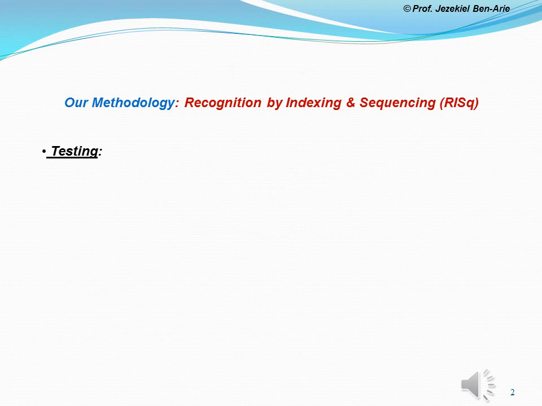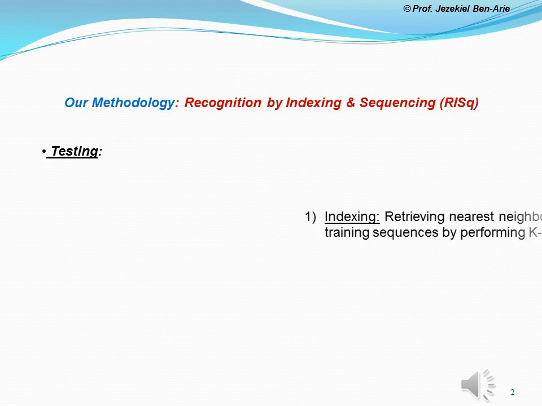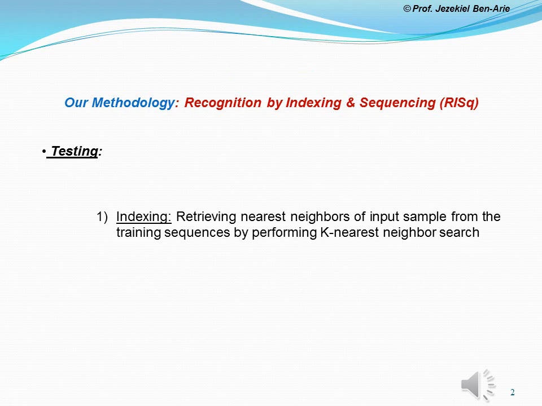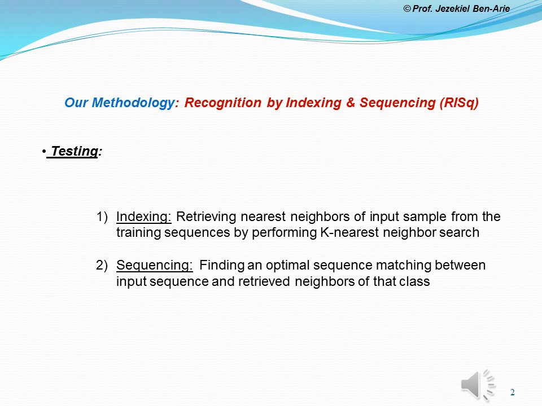The first sub-step of testing is called indexing. Indexing, in a nutshell, means retrieving the nearest neighbors of an input sample from the training sequences by performing a k-nearest neighbor search algorithm. The second sub-step is called sequencing, which is the process of finding an optimal sequenced matching between the input sequence and retrieved neighbors of that class.